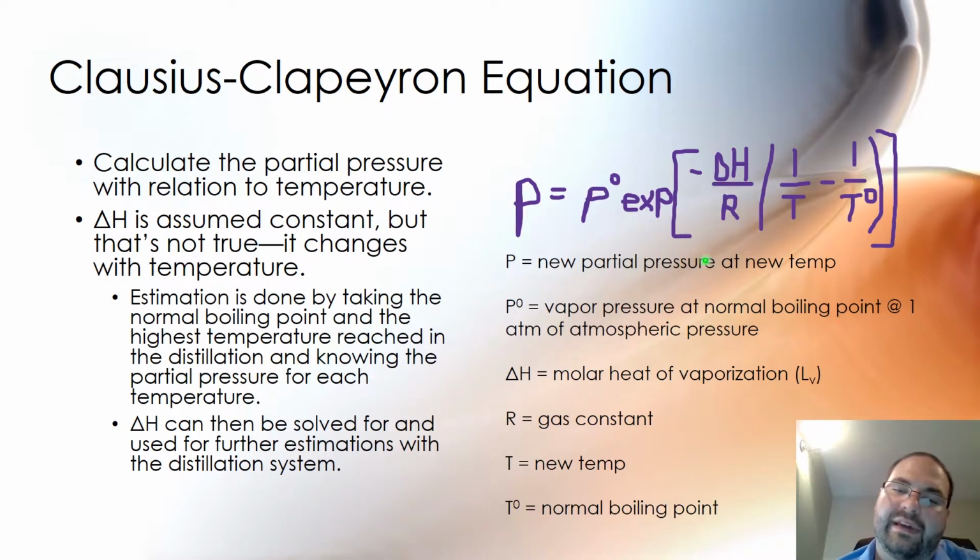It also uses the gas constant R, which isn't any different than the one you used in general chemistry for the ideal gas law. And T is the temperature of consideration, whereas T naught is the normal boiling point at 1 atmosphere of pressure. You use the temperature units that are appropriate to your delta H and your R. So it just depends on the units of each of these things as to which unit you can use for each different variable.